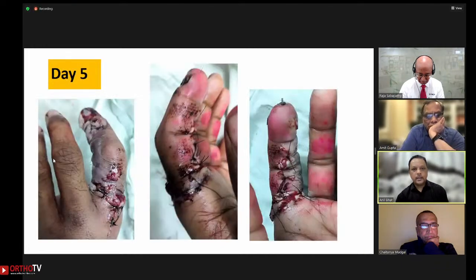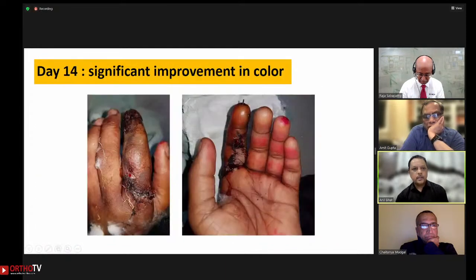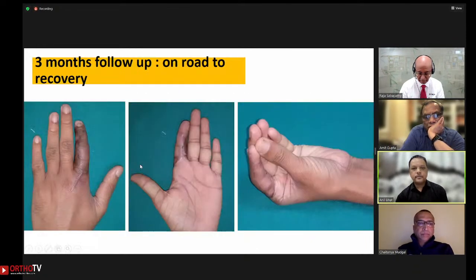And this was at day 5, and this is day 14. A good improvement in the color and the turgor, and this is 3 months follow-up with FDS intact, so he was able to get some amount of movement there of the PIP, as Dr. Sabapathy was mentioning.